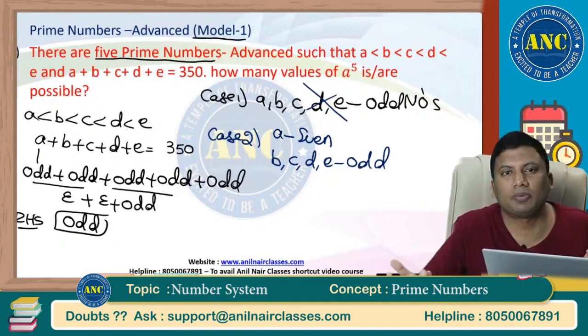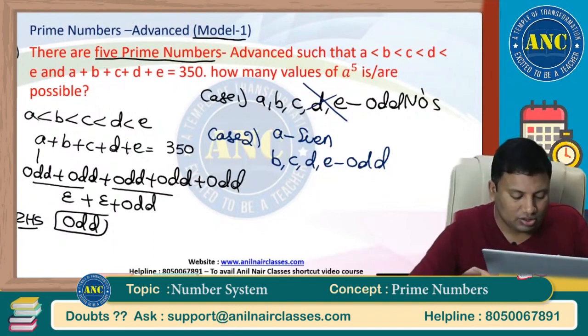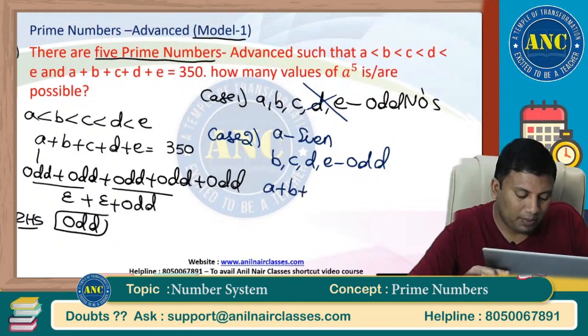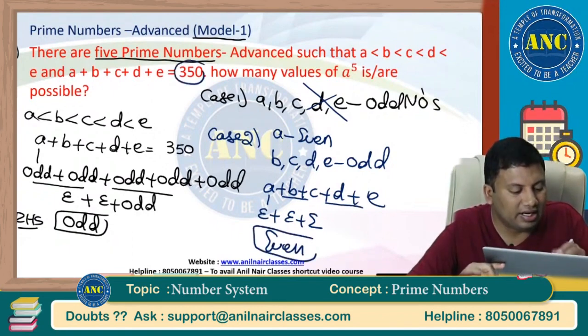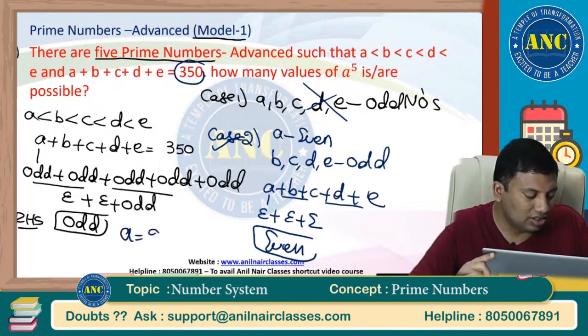Because the lowest prime number which is even is 2. So this is nothing but A plus B plus C plus D plus E. Odd plus odd is even, odd plus odd is even, these are even, and even plus even is even. Right hand side it is an even number. This case is satisfied. The lowest even prime number is 2.